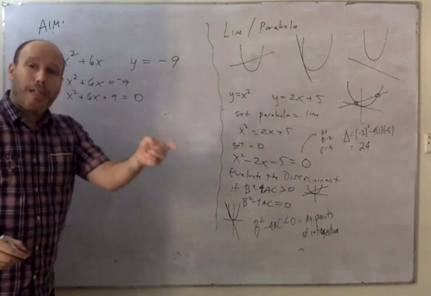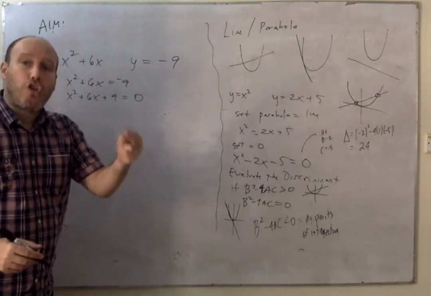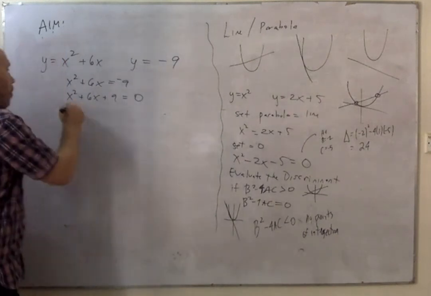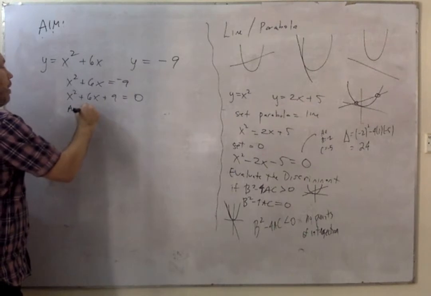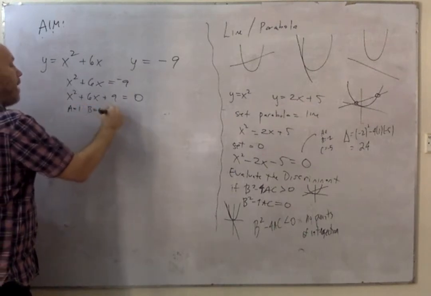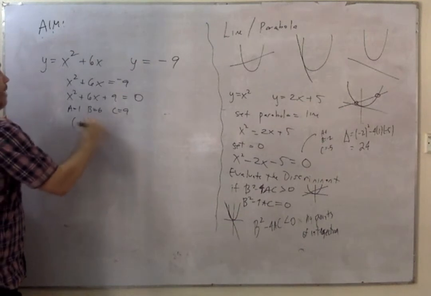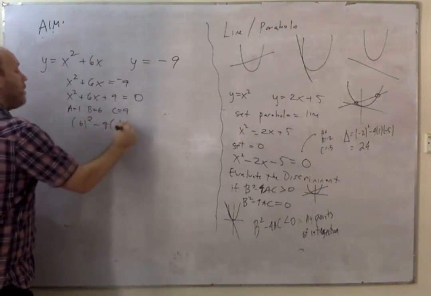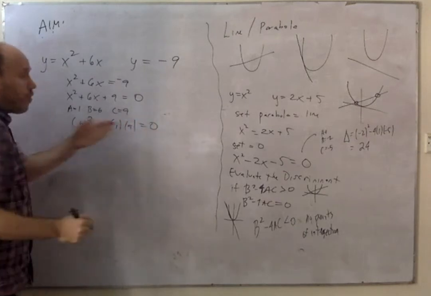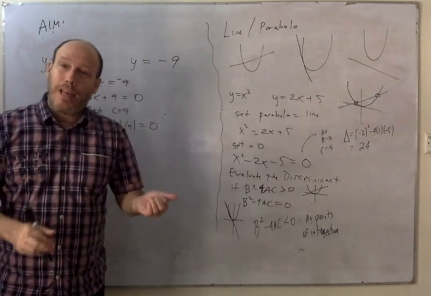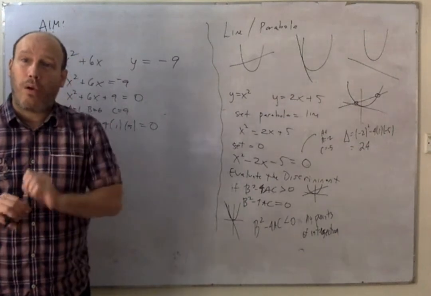Step 3, identify the coefficients and determine the discriminant. Well, A is 1, B is 6, and C is 9. So we have b squared minus 4ac, that equals 0. It turns out that this parabola and line intersect in one location.